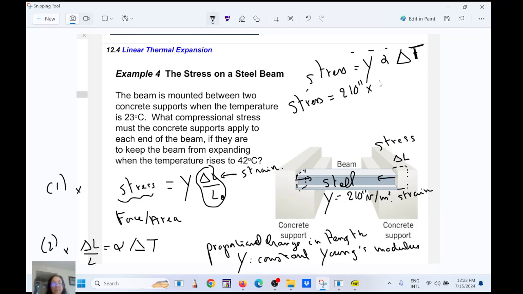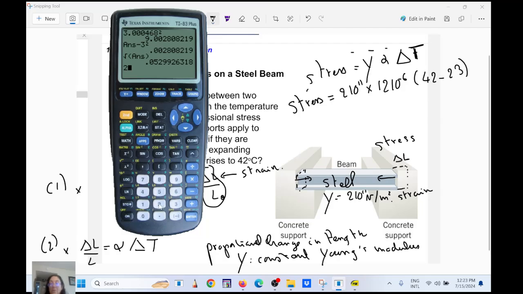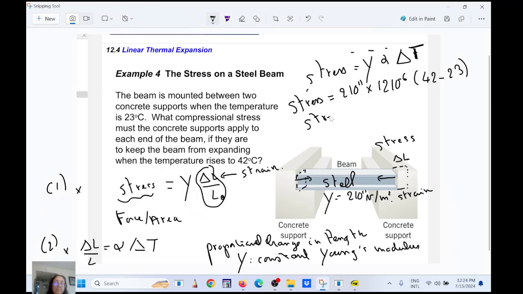So that's going to be 12 times 10 to the negative 6. And then here you have the change in temperature, which is 42 minus 23. Let's see if I get the right answer. So that's the Young's modulus, 2 times 10 to the 11, times alpha, 12 parts per million, times the change in temperature, 42 minus 23. So you get 4.6 times 10 to the 7. And that will be Newton per meter square.